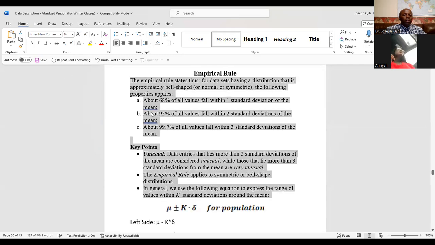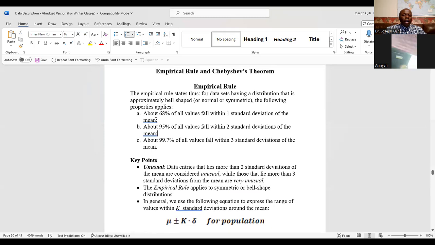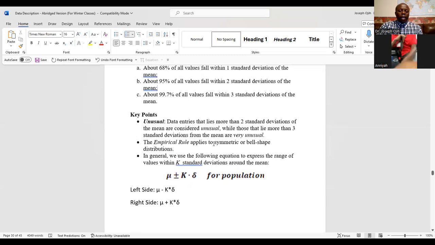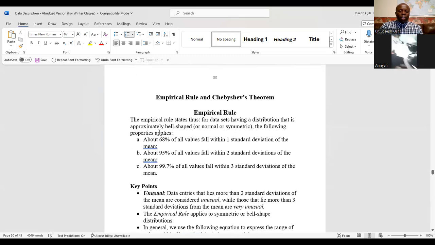Make it 16. It says about 68% of all data values fall within one standard deviation of the mean. About 95% of all values fall within 2 standard deviations of the mean. And about 99.7% fall within 3 standard deviations of the mean. What does that mean? What are we trying to say here? Remember, this is for the empirical rule. The data set must be bell-shaped, normal, or symmetric.